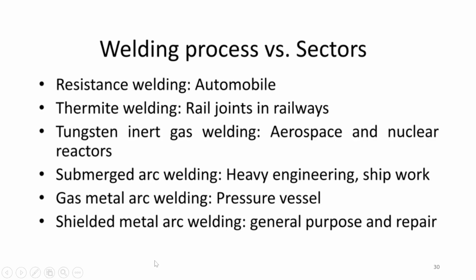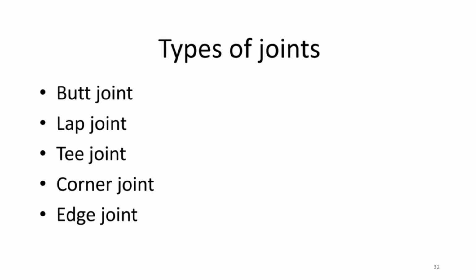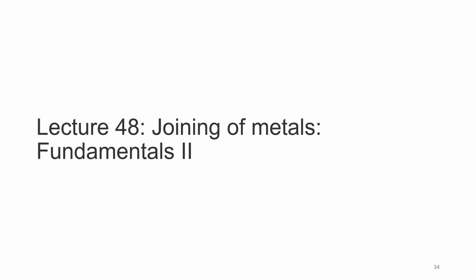Now these are some sectors which use these particular welding processes. For example, resistance welding is used for the automobile sector. Thermite welding is used for rail joints in railways. Tungsten inert gas welding is used in aerospace and nuclear reactors. Submerged arc welding is used in heavy engineering and ship works. Gas metal arc welding is used in pressure vessels, and shielded metal arc welding is used for general purpose and repairs. These are some of the welds and joints, welding positions.